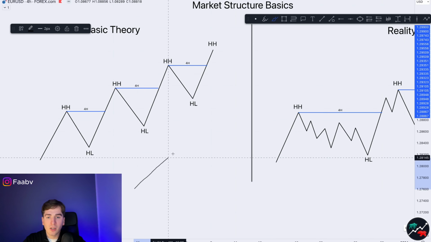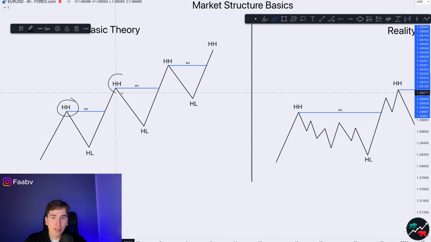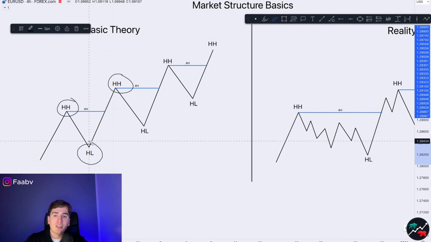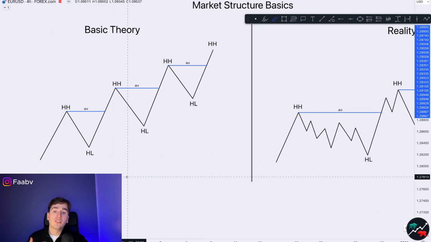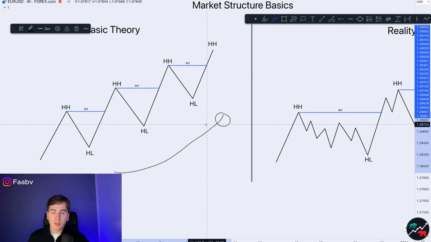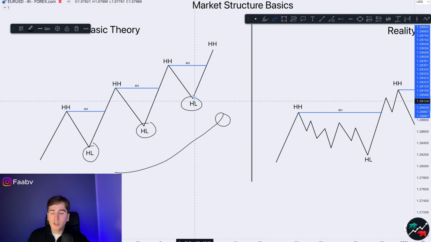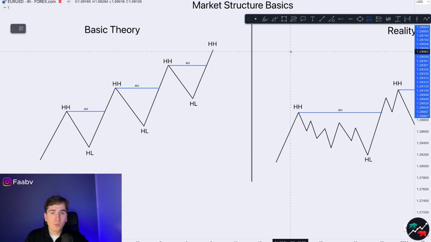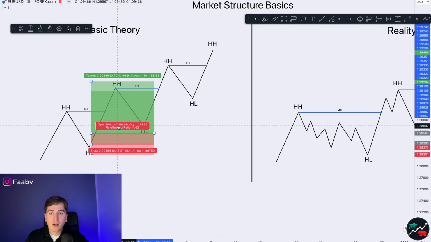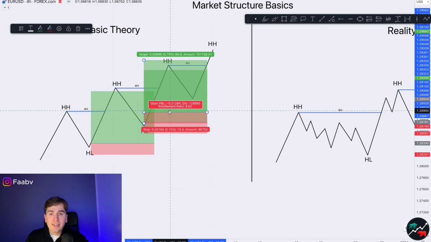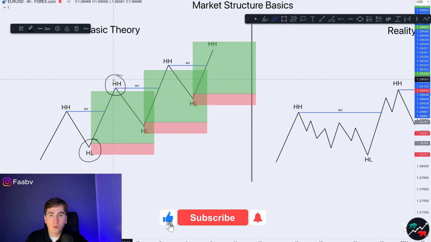When it comes to market structure, pretty much everybody is familiar with the basic theory, and that is obviously an uptrend over here on our left, which consists of higher highs, also known as HH, and higher lows. The aim of the game in an uptrend is to trade the continuation towards the highs, because we expect every single time a new higher low to be formed. When we trade market structure, all you want to be doing is going long every single time on that specific higher low, because we expect that a new higher high will be formed. Go long from the higher low all the way in towards the higher high.